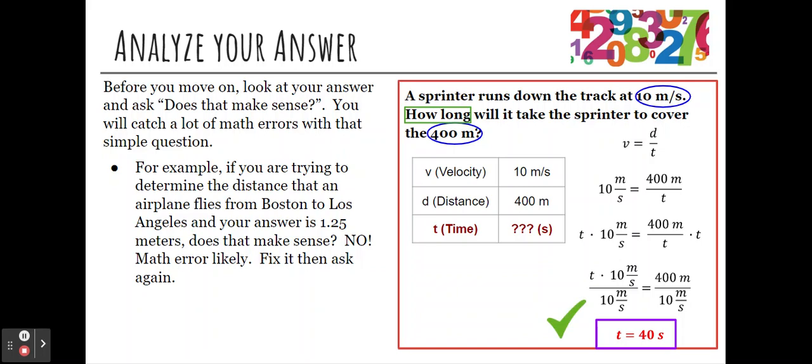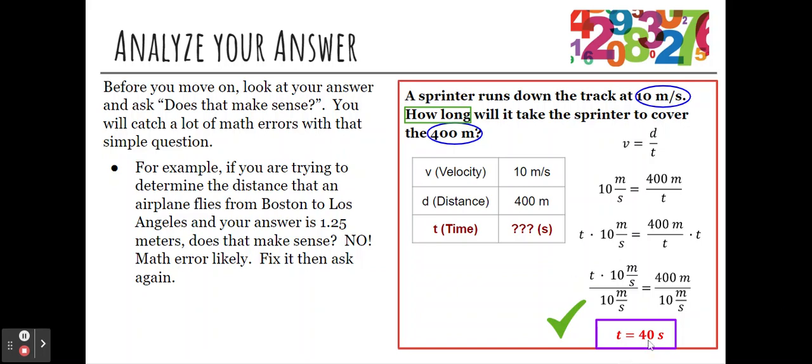If I did all this work and I got an answer of 400,000 seconds, I would probably ask myself if that is reasonable. That seems like that guy was going kind of slow for 10 meters per second. If I got an answer of 0.0004 seconds, that seems really, really fast. And I cannot imagine a person getting around a track in that small amount of time. So I would say there's probably an error there as well. So make sure you check. Ask yourself if it's reasonable.